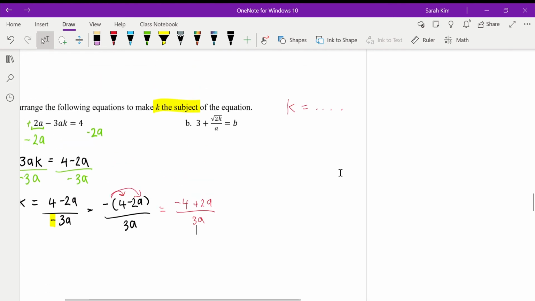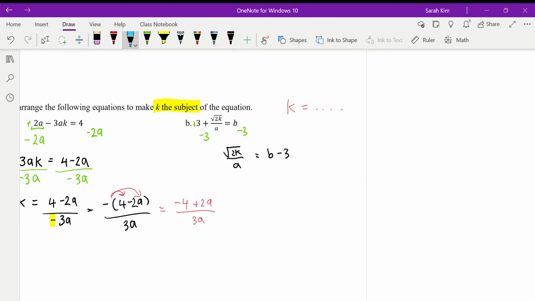Alright, b, let's try b. I'll just try to squeeze it in here. Alright, so my k is on this term, so I've got to leave that one for now and then get rid of whatever's left over. There's a positive 3, so I'm going to do -3 first. So my equation is going to look like square root of 2k over a equals b take 3.